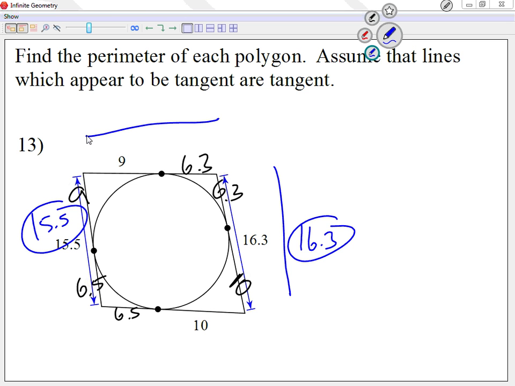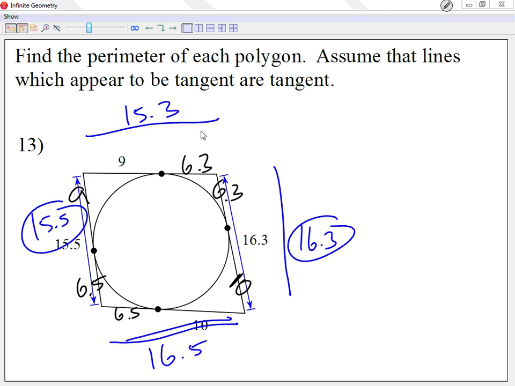Now the side on the top, I'm going to get 15.3 because I added those two numbers. The segment at the bottom, I'm going to get 16.5 because I added those two numbers. So now add the four sides, and you should get 63.6.